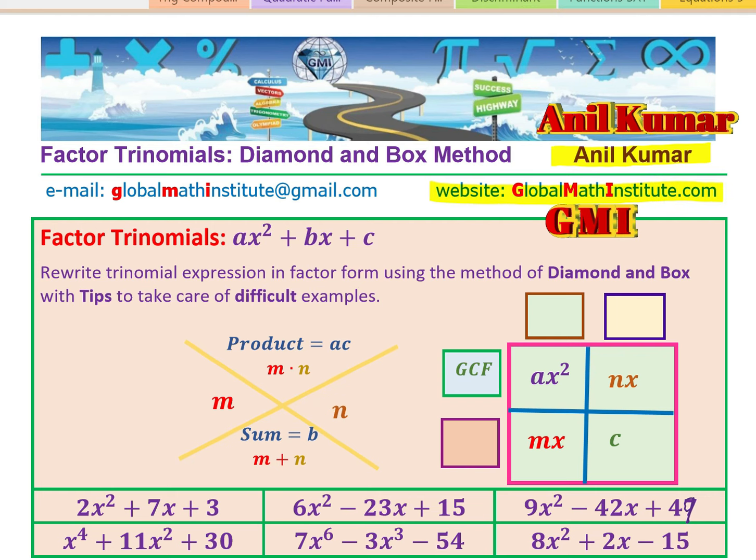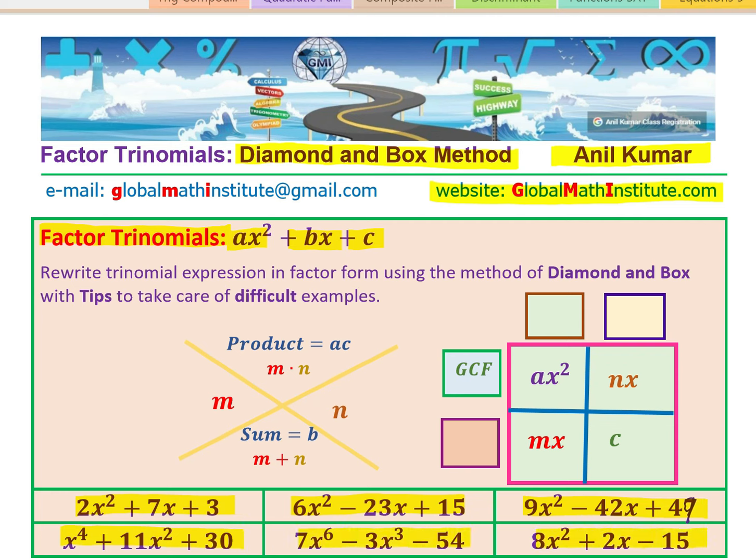In this video, we are going to take 6 examples to factor trinomials. These are of the form ax squared plus bx plus c. We are going to use a very efficient method called the diamond and box method to show a visual representation of this factoring process. Interesting examples have been taken. The trinomials which are given here, all 6 of them, will be solved in this particular video.